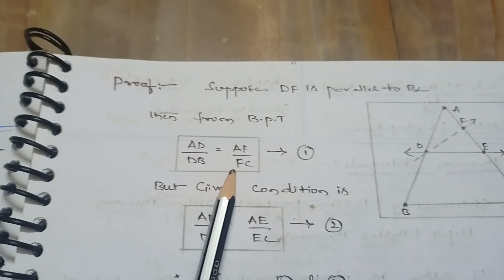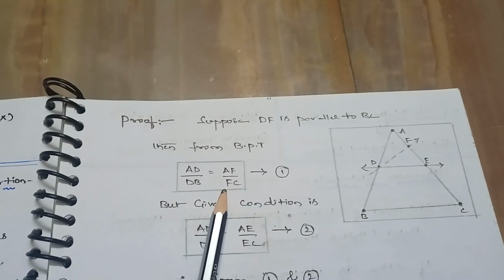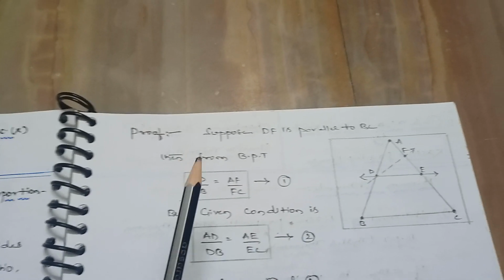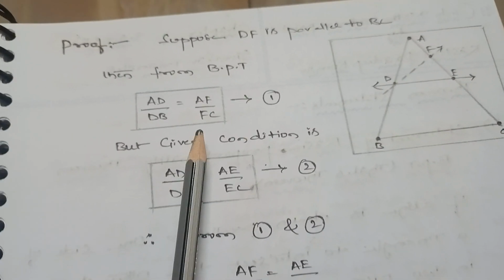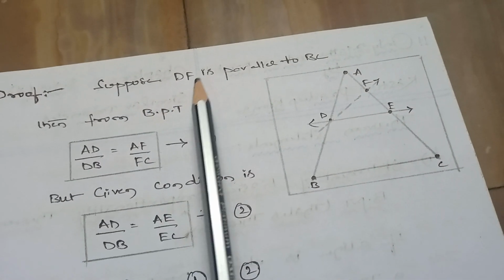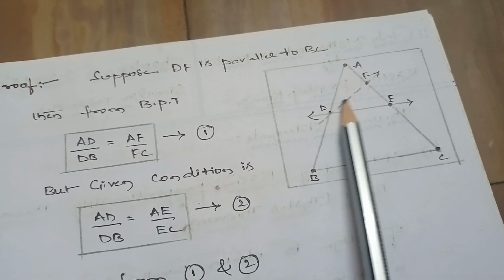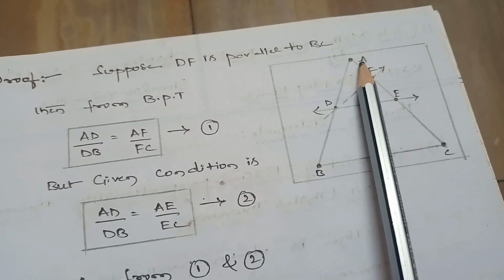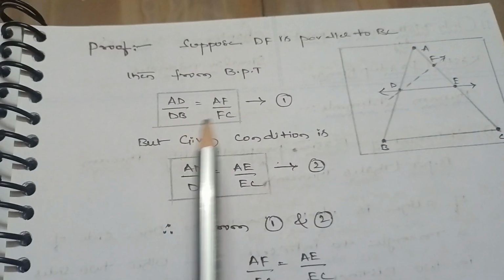According to the BPT, if a line is parallel to the base side, then it divides the other two sides in the same ratio. Yes or no? So if DF is parallel to BC, then it divides the two sides in the same ratio, right? So that only I mentioned here. AD by DB equal to AF by FC. Keep it as equation 1.